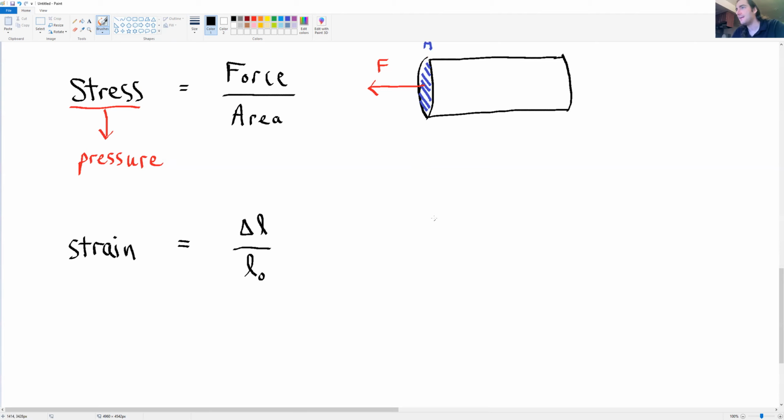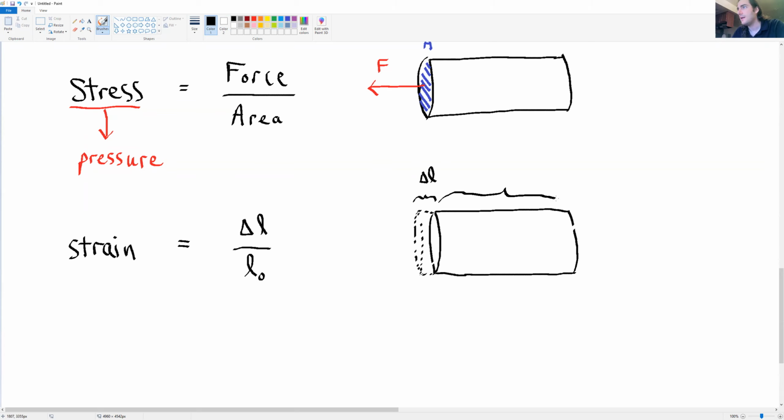Well, what's going to happen is we're going to get a little bit of stretching, but not much stretching. If it's a steel beam, you have to really apply some big forces to get it to stretch. And we'll see exactly how much in a little bit. But basically, we're going to get a little bit of stretching here. So let me try and encapsulate that small bit of stretching. This right here is a small little bit of delta L. And this right here is the initial length.